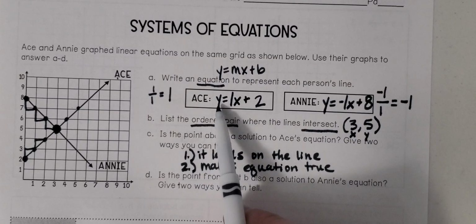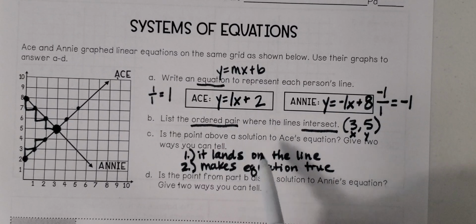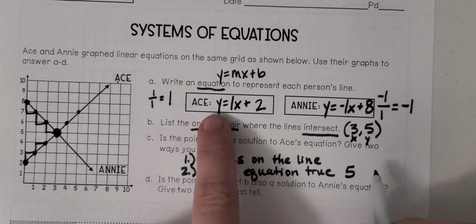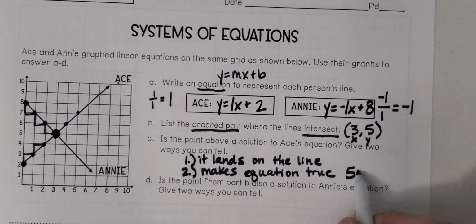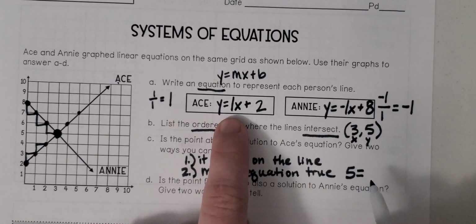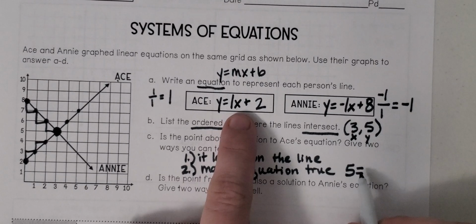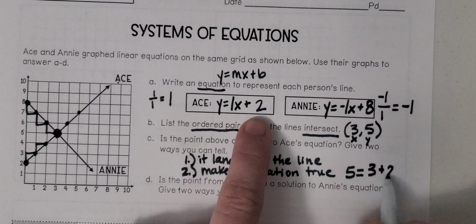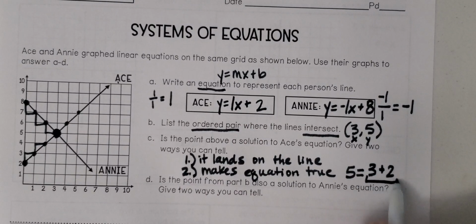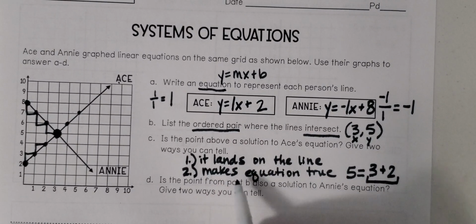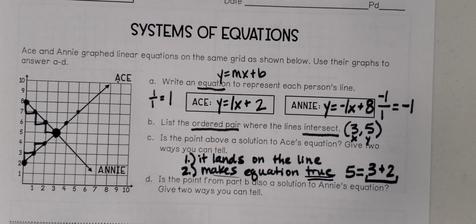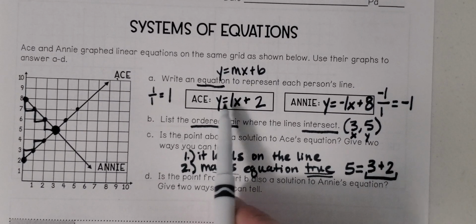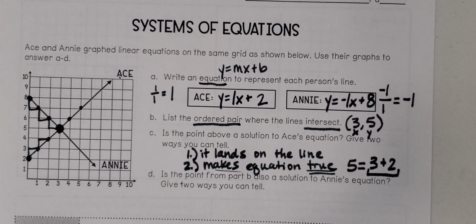So Ace's equation is y equals 1x plus 2. Well, my y value is 5. So instead of my y, I plug in my 5. I would have 5 equals, my 1 doesn't really matter, so I'm not going to worry about that too much. My x number is 3. And then I have this 3 plus 2. Well, I know that 3 plus 2 equals 5, so it does make this equation true. So the x and y numbers, when I plug them back into my equation, make the equation true.